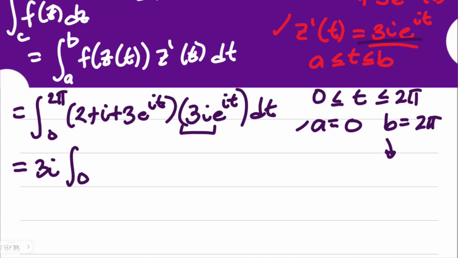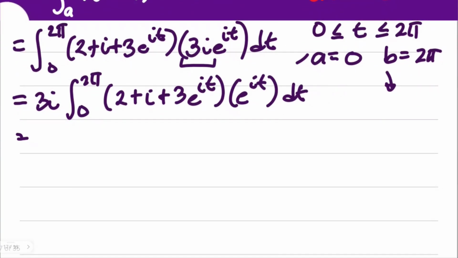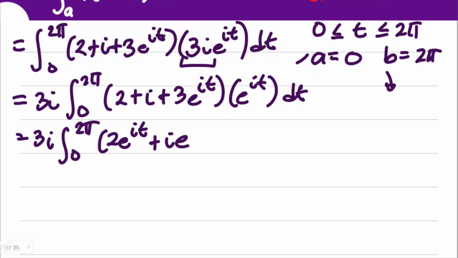Then I have here 0 to 2 pi of the same trinomial, 2 plus i plus 3e to the power of it, times e to the power of it alone, as I move 3i outside dt. Okay, so just simply apply all the process here. So by multiplication, you have 2e to the power of it plus ie to the power of it plus, let's say here, 3. You add the exponents, right? e to the power of it plus it is 2it, dt.